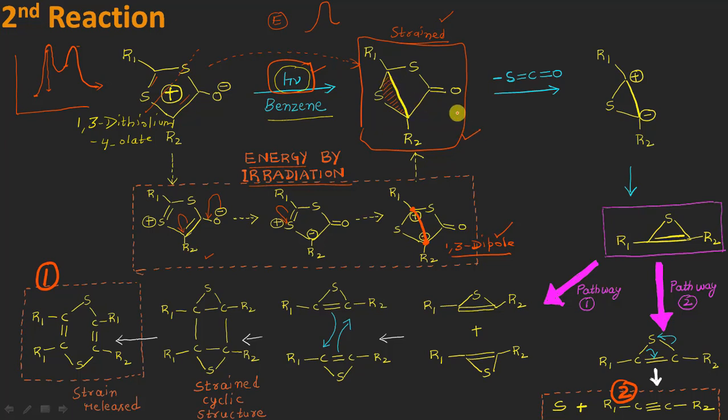And after that, these electrons will shift onto this side, giving a negative charge, which is present in resonance in this way, such that we will have R1 here, then this single bond, and here is our sulfur, and this three-membered ring with R2 here on this side.